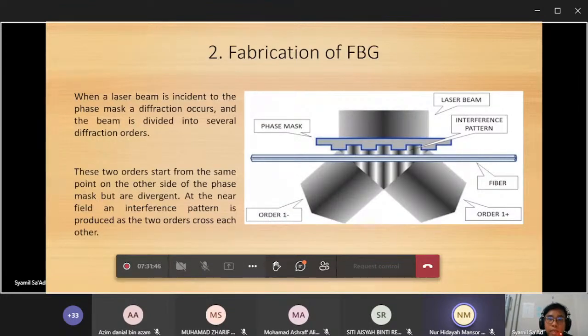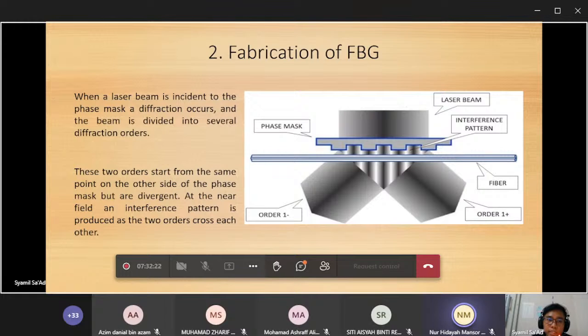Then we go to the fabrication of FBG. In our lab, we fabricate our FBG ourselves using the phase mask. There are several methods to fabricate FBG: laser direct writing, the phase mask, and a prism to create an interference pattern. The main idea is to create an interference pattern at the fiber core. The phase mask acts as a filter, so when the excimer laser passes through the phase mask, it creates an interference pattern at the fiber core.